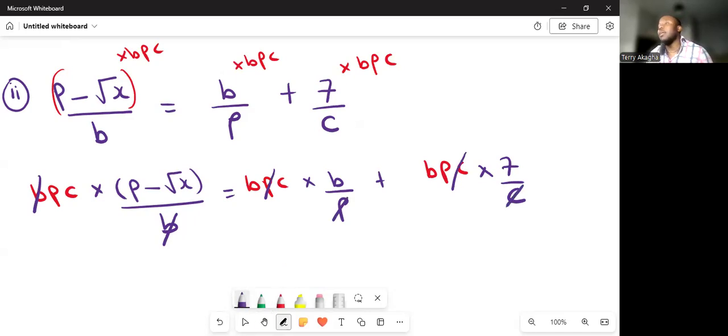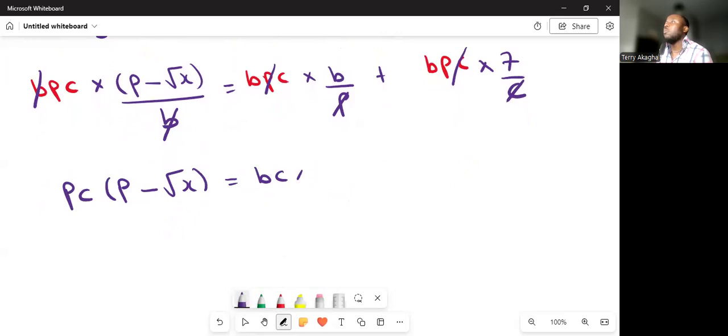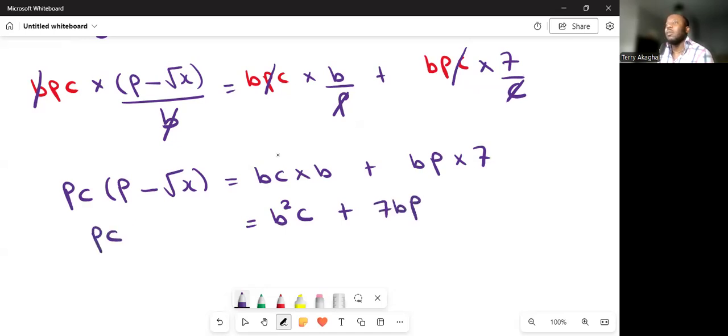Okay, then we then have pc multiplying p minus square root of x equal to, so pc times b plus bp times 7. And this is going to give us b squared c plus 7bp. And it's going to give us pc, p minus square root of x.